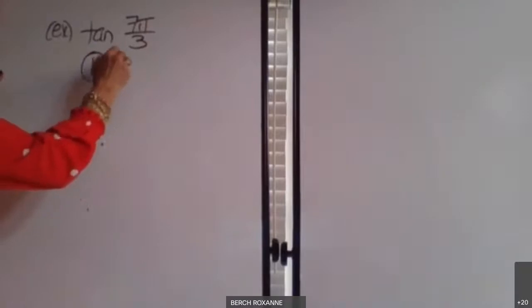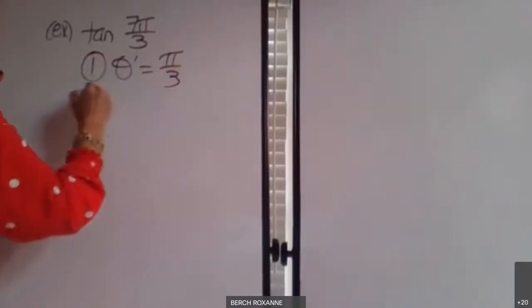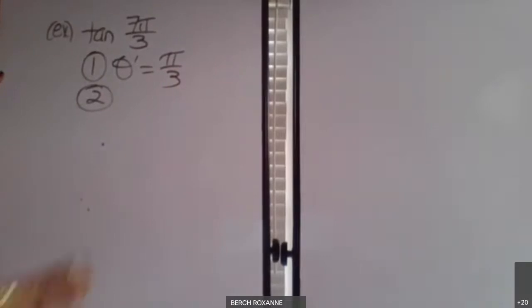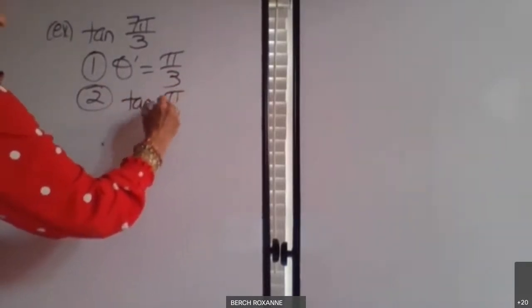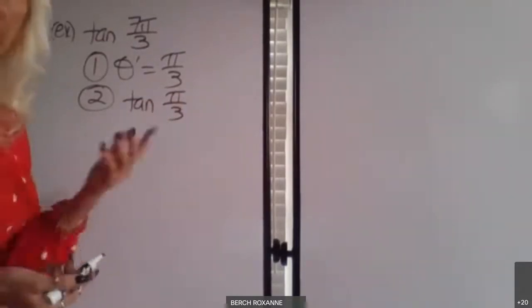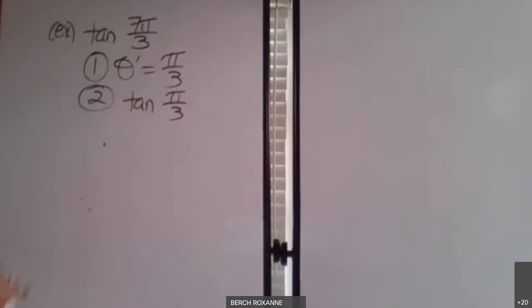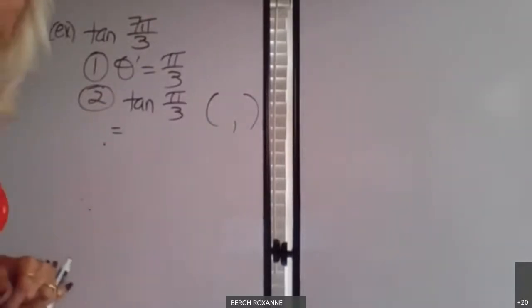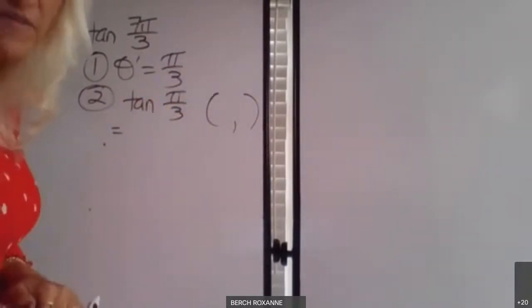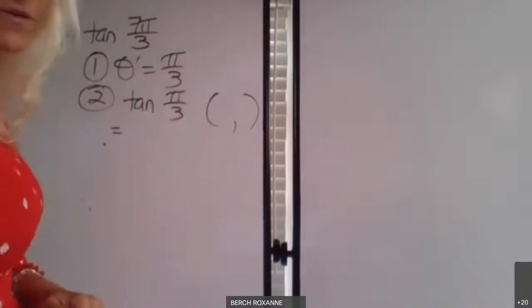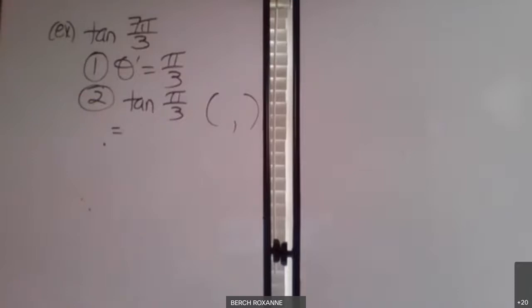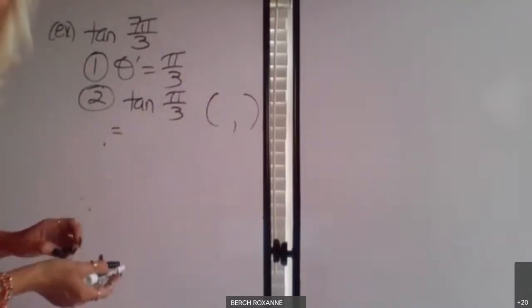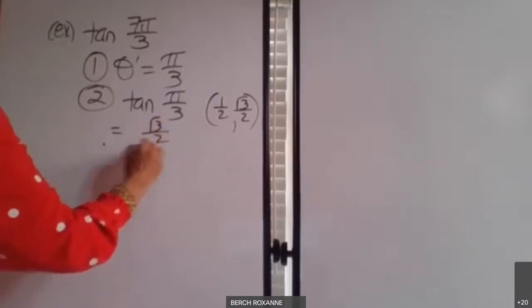The first thing we do is we find the reference angle. Well, this is easy. It's pi over 3. The second thing we do is we find the tangent of the reference angle. Well, what's the ordered pair for pi over 3? Go ahead, hold your hand up. If you don't have it memorized, hold your hand up and look at it. What's the ordered pair? It's 1/2 and radical 3 over 2. Right. So tangent would be y over x, wouldn't it?